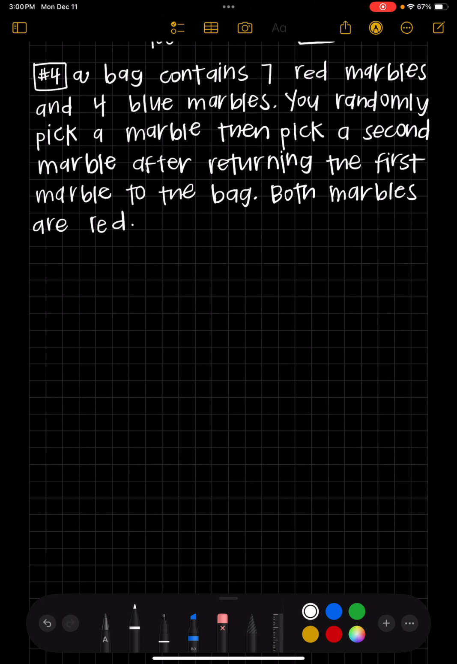This one is independent. The reason why it's independent, I'm going to start using red and blue. So we know we have 7 red marbles: 1, 2, 3, 4, 5, 6, 7. And we have 4 blue marbles: 1, 2, 3, 4. So the first event, or event A, would be me picking out 1 red marble.